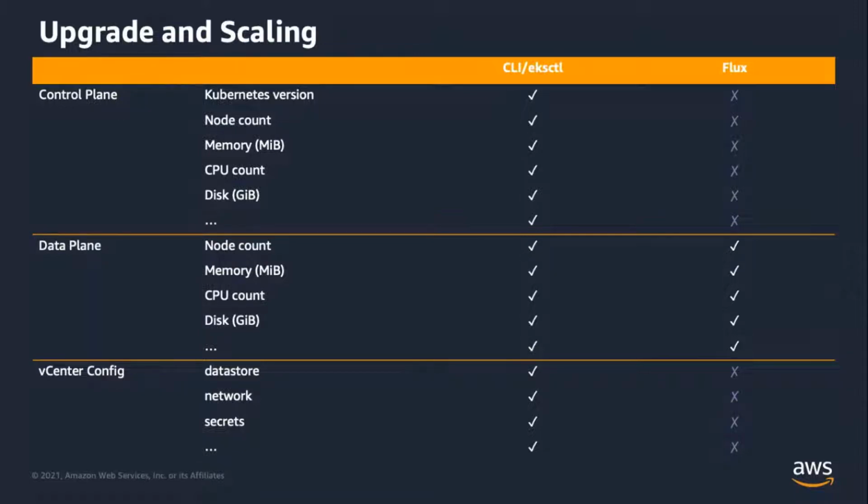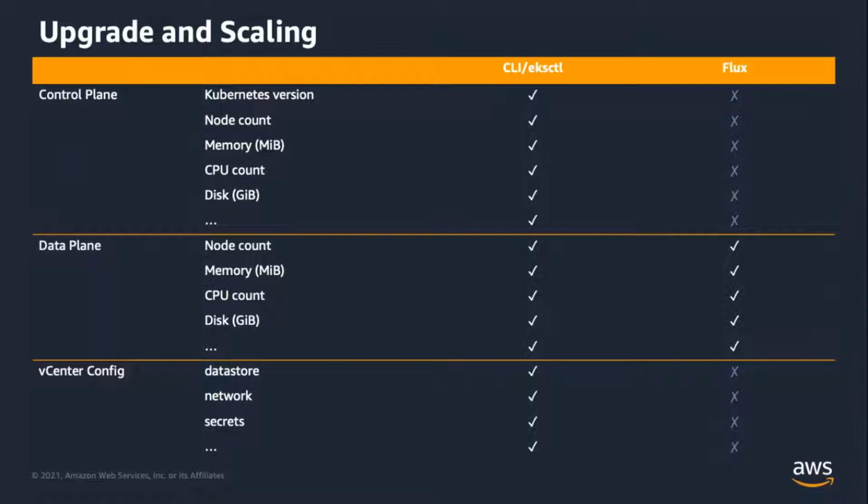EKS Anywhere supports a GitOps workflow for the management of your cluster. When you create a cluster with GitOps enabled, EKS Anywhere will automatically commit your cluster configuration to the provided GitHub repository, authenticating using a token provided during the cluster installation. And this also installs a Flux GitOps toolkit on your cluster, which watches that committed configuration file.